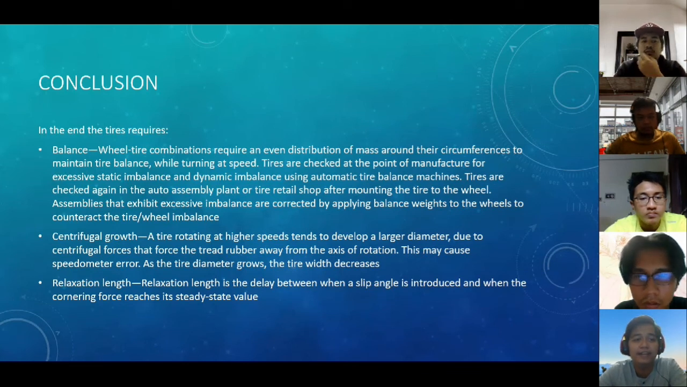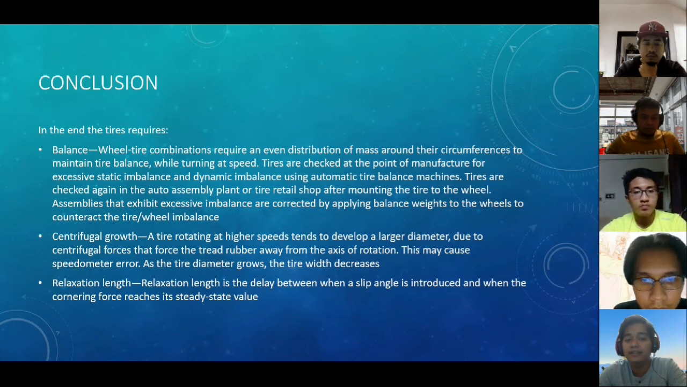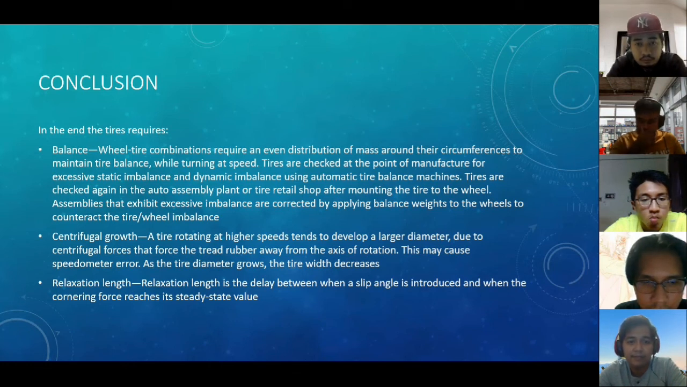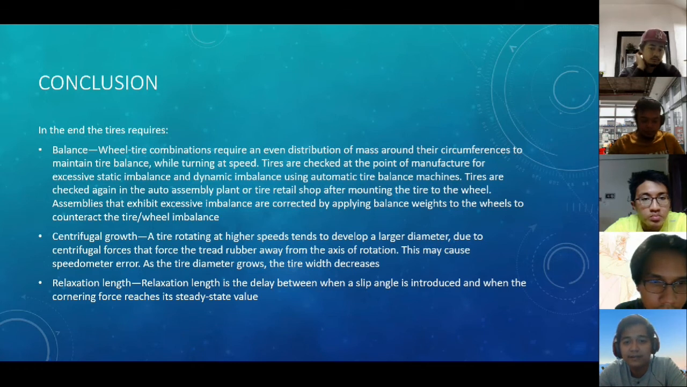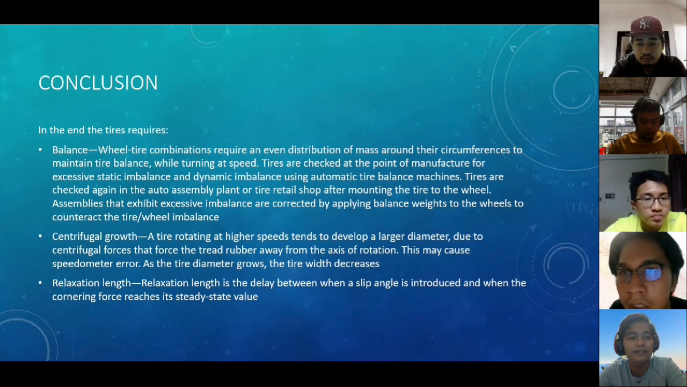For the conclusion of the assignment on vehicle tire, in the end, the tire required is balance. Wheel tire combinations require an even distribution of mass around their circumference to maintain the tire balance while turning at speed. Tires are checked at the point of manufacture for excessive static imbalance and dynamic imbalance using an automatic tire balance machine. Tires are checked again in the auto assembly plant or tire retail shop after mounting the tire to the wheel. Assemblies that exhibit excessive imbalance are corrected by applying balance weight to the wheel to counteract the tire imbalance.